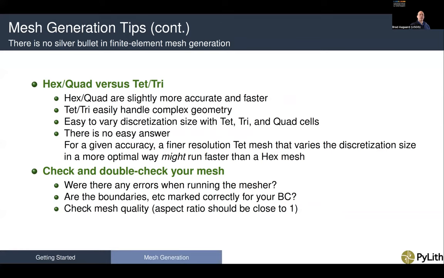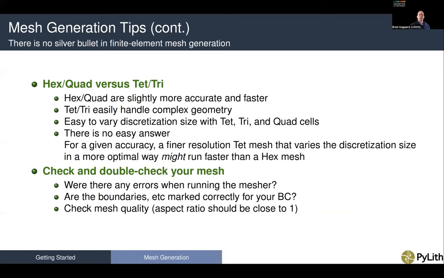You can do things many different ways. Some ways are better than others, but in some cases you can do completely different methods and you get just as useful of results. In terms of whether you use hexahedral quadrilateral meshes versus tetrahedral or triangular meshes, the hexes and quads are slightly more accurate. They're sometimes a little faster. The tet and triangular meshes can handle much more complex geometry much better.